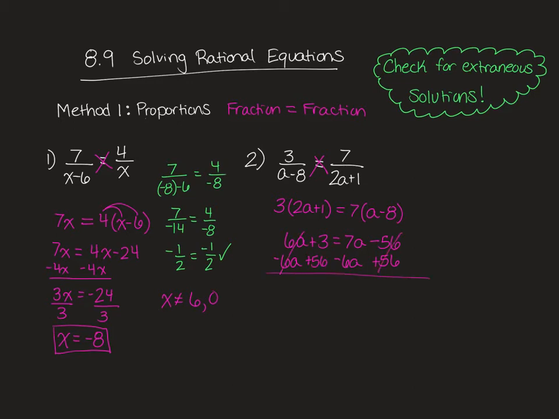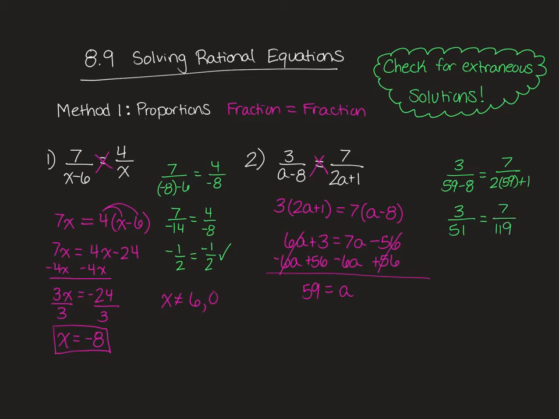So that cancels and that cancels. So 3 plus 56 is 59. 7a minus 6a is just a. So to double check your work, you plug it back in. So 3 over 59 minus 8, does that equal 7 over 2 times 59 plus 1? So 59 minus 8 is 51, so we get 3 over 51. 2 times 59 plus 1, that ends up being 119.